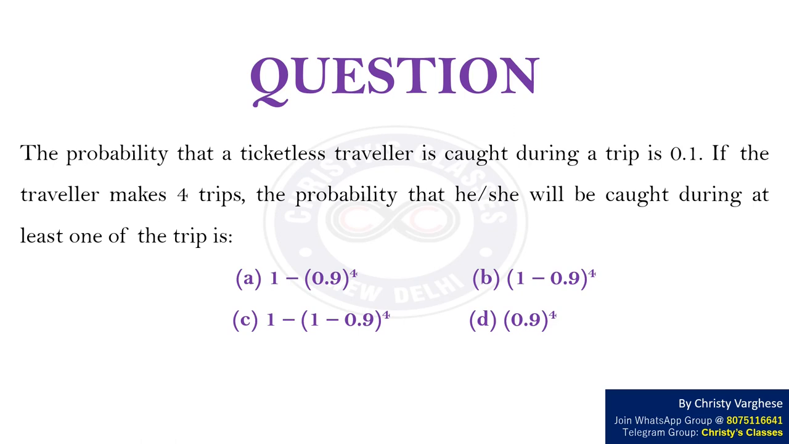C. 1 minus 0.9 to the power 4. Or D. 0.9 to the power 4.